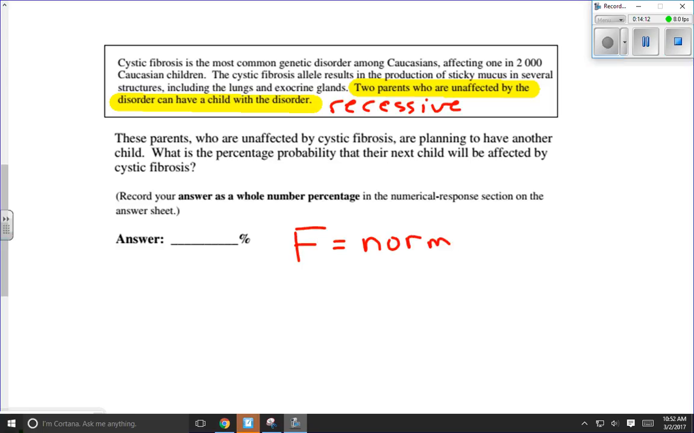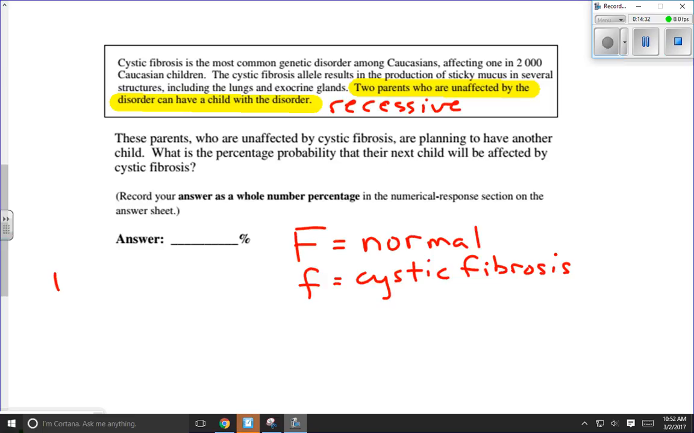Or we'll just say normal. I don't like to use the word normal for that, but not having cystic fibrosis. And then little f would be cystic fibrosis. So we're using a lowercase letter. We're keeping the symbol simple here. So this is a fairly straightforward question.